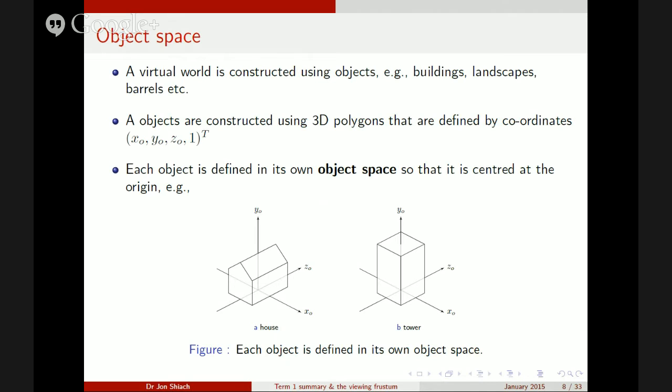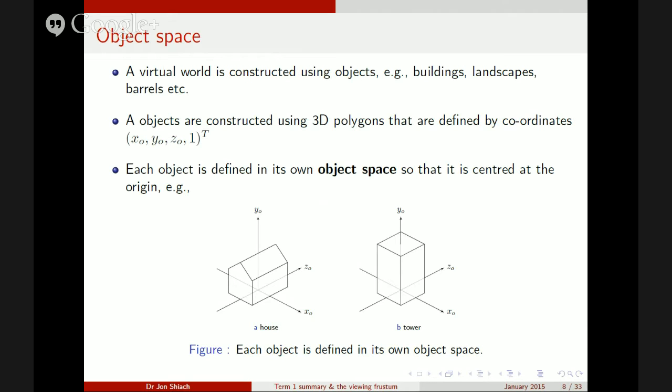Each of these objects is defined in its own space, and that's called the object space. So if you've got hundreds of different objects, you'll have hundreds of different object spaces. I use a subscript O to denote object coordinates just to avoid confusion. You don't have to use that.